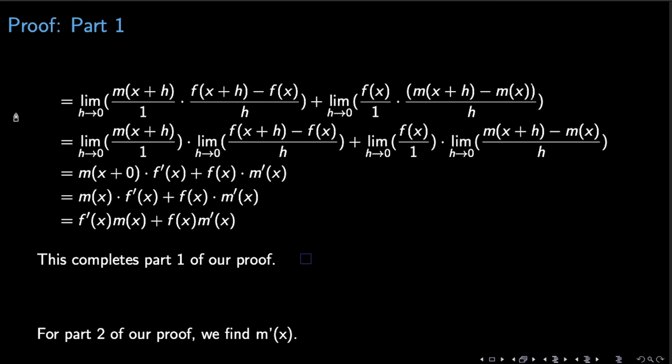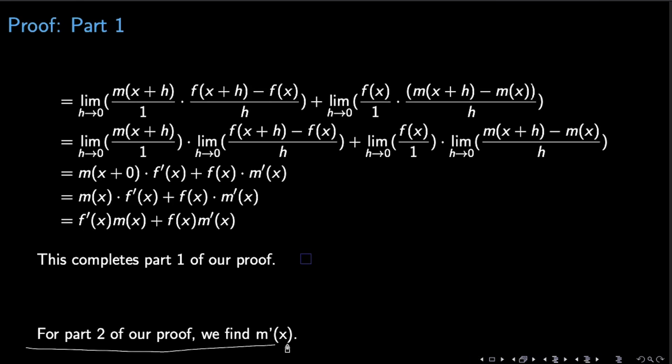So with further simplification, we get m of x times f prime of x plus f of x times m prime of x, which, just for formality so we get the same structure, we can rewrite as f prime of x times m of x plus f of x times m prime of x by the commutative property of multiplication. So this completes part 1 of our proof, where we wanted to show how we can transform g of x into product rule form.